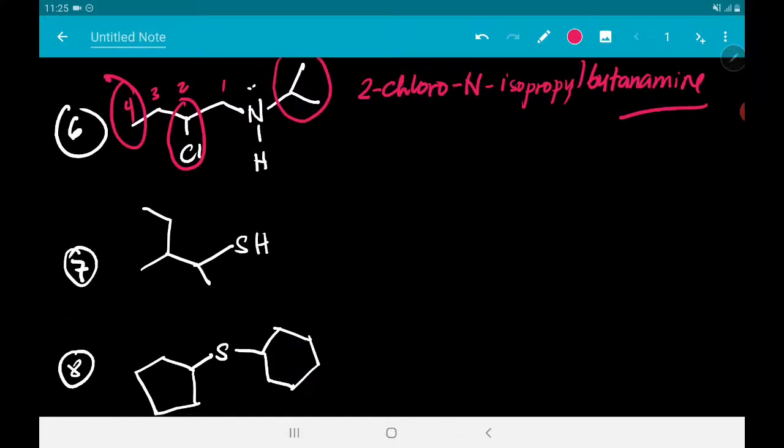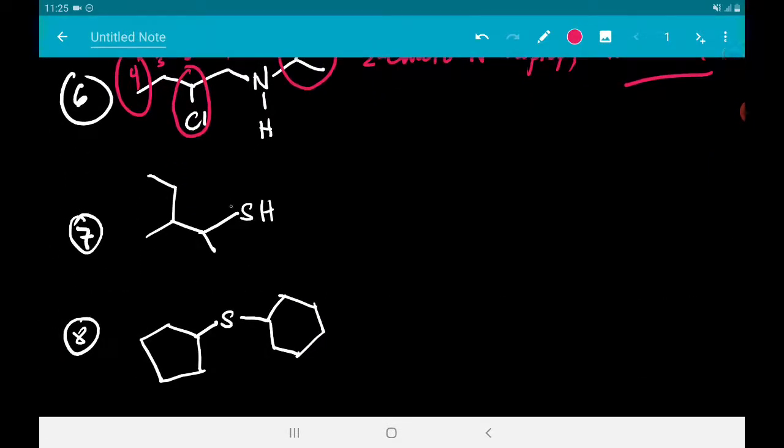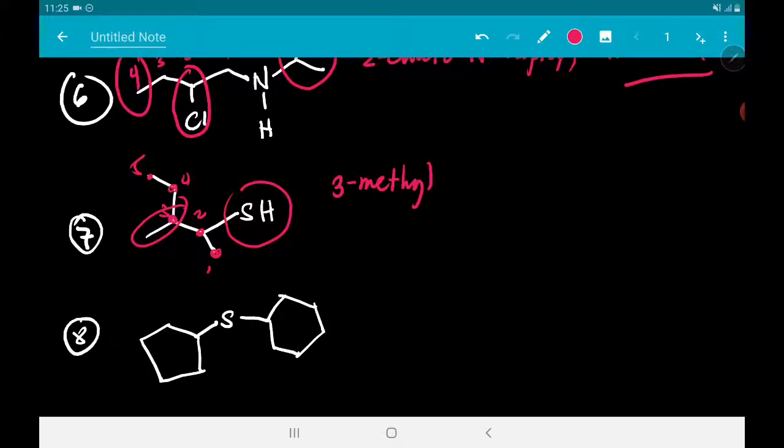Number 7, okay, meron tayong thiol. So what's the longest chain? 1, 2, 3, 4, 5. 1, 2, 3, 4, and 5. So this is a thiol group. This is a methyl group. So 3 methyl, okay, 2 thiopentane because of the 5 carbons. So that's the name of this compound.